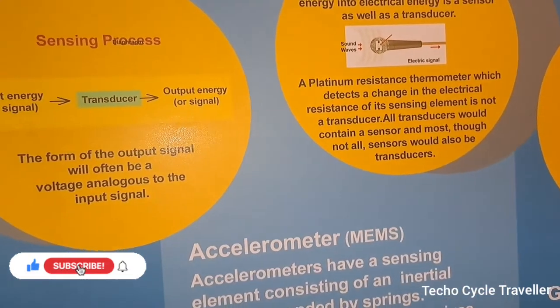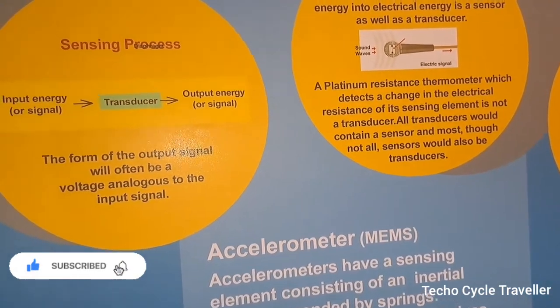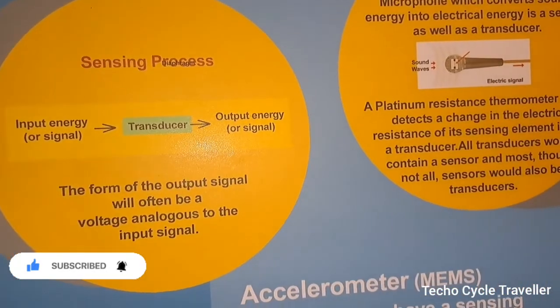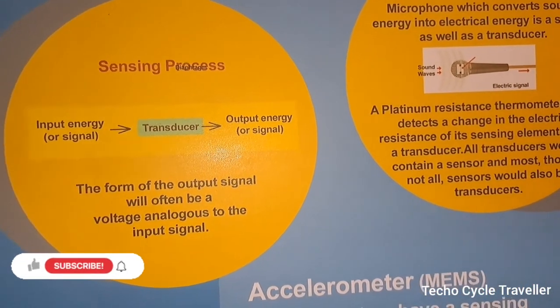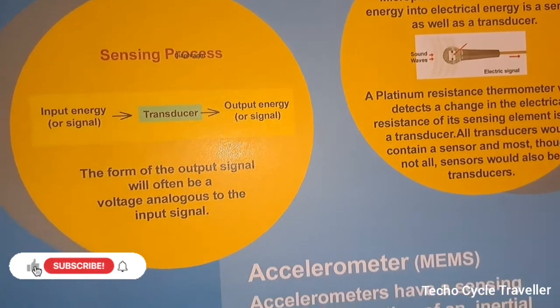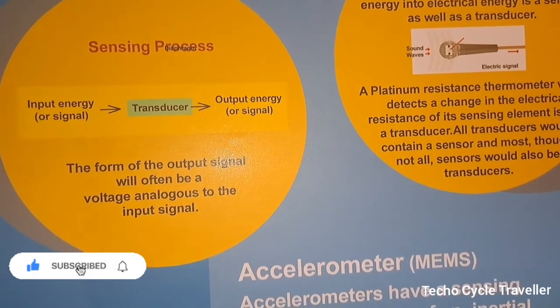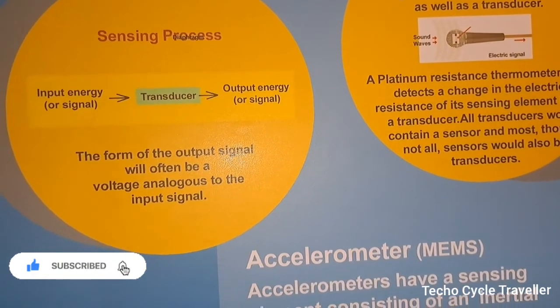Sensing process. Diaphragm. Input energy or signal, transducer, output energy or signal. The form of the output signal will often be voltage analogous to the input signal.